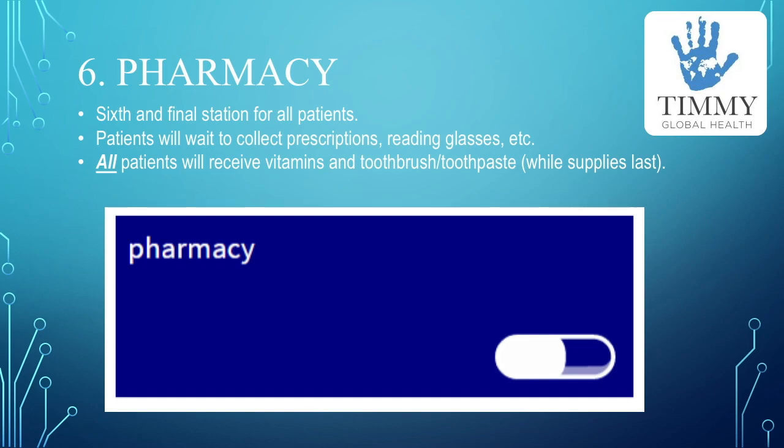Great. And then finally, we are at the pharmacy station, which is our 6th and final station for all of our patients. This is where we have our patients wait to collect their prescriptions, their reading glasses, their vitamins. All of our patients do receive vitamins, and all of them will receive a toothbrush and toothpaste as long as we have the supplies.